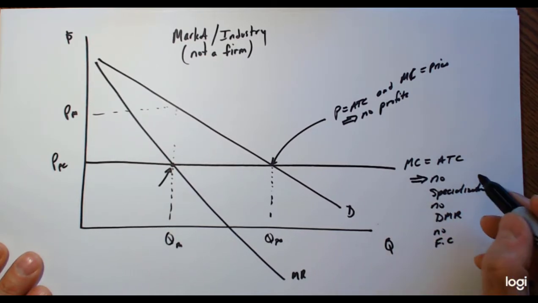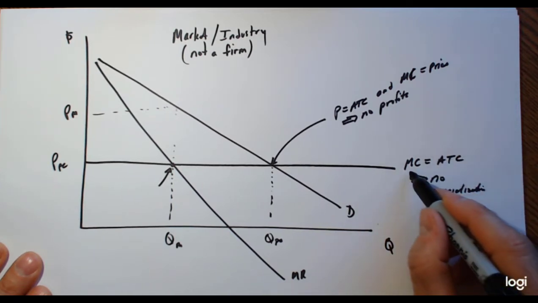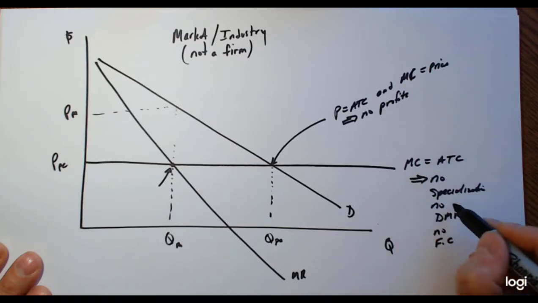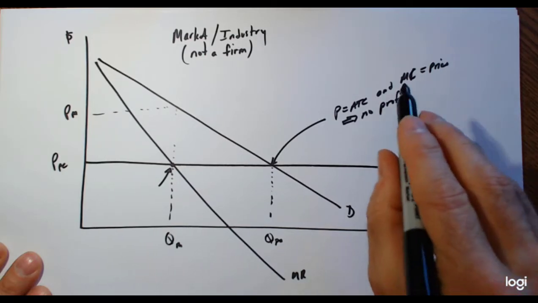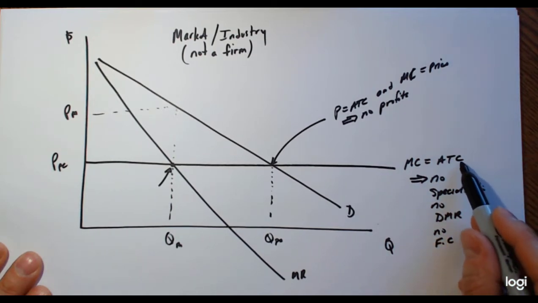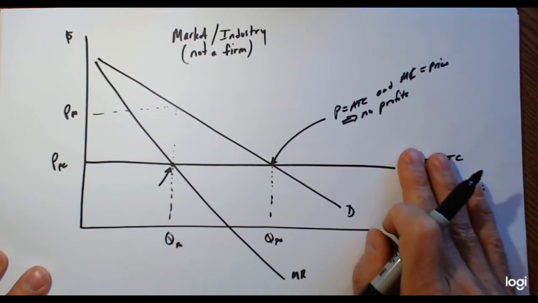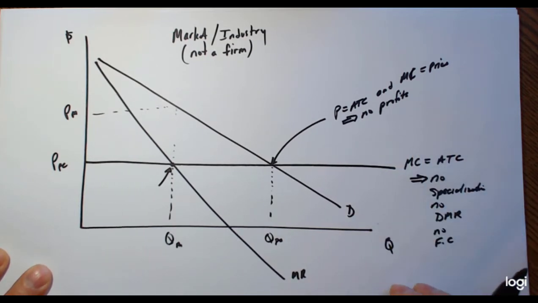And keep in mind when that happens, there's no specialization, so there's no downward shift on the marginal cost curve. There's no diminishing marginal returns, so there's no upward swoosh in the marginal cost curve and the ATC. And there's no fixed costs, so there's no spreading effects there. So it's just a simplifying assumption. And the point is we want to look at the welfare effects here. And what I mean by welfare effects is consumer and producer surplus and the total of consumer and producer surplus.